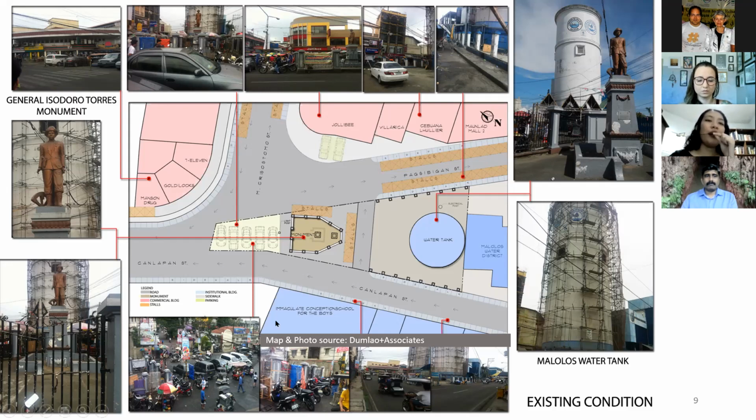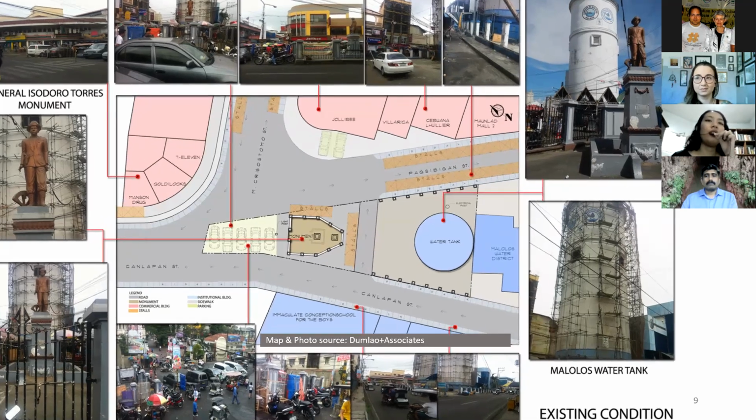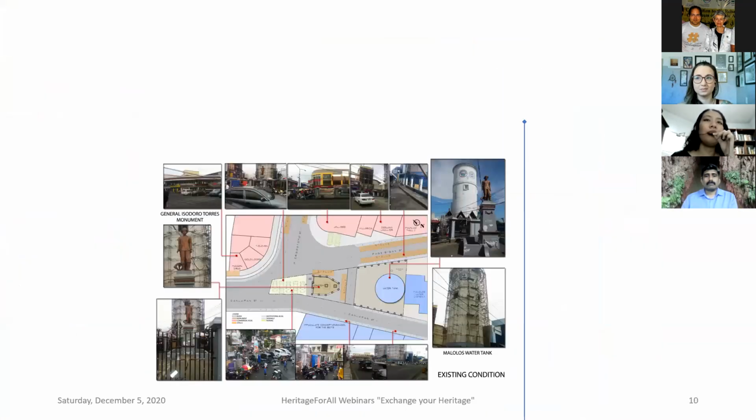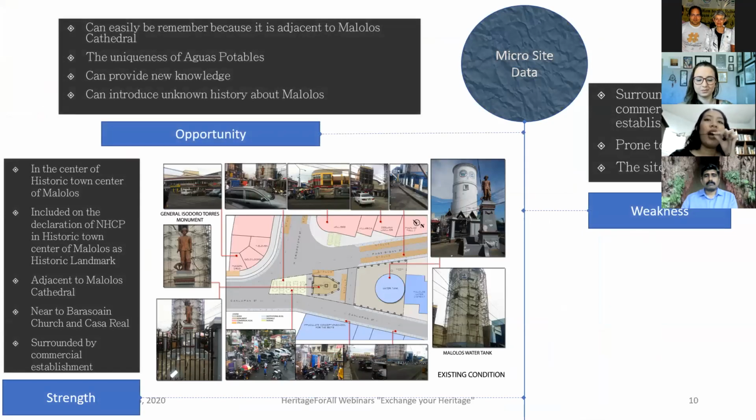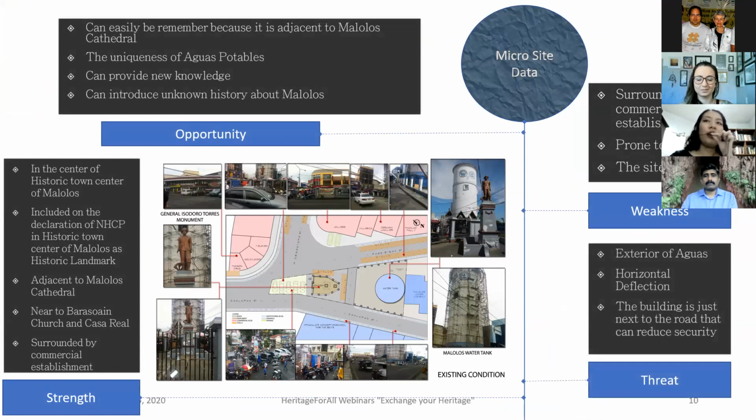As you can see, the water tank is easily deteriorated because of its environment. So these are the microsite data. I did a SWOT analysis of this. So I'll talk about the strength of the site.